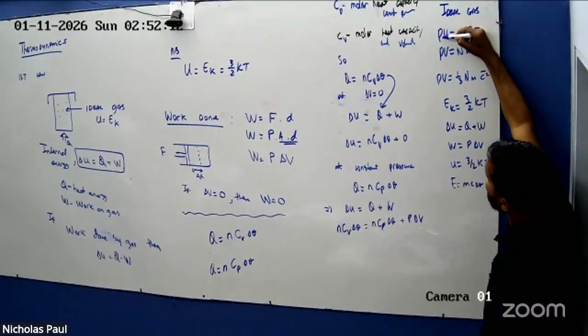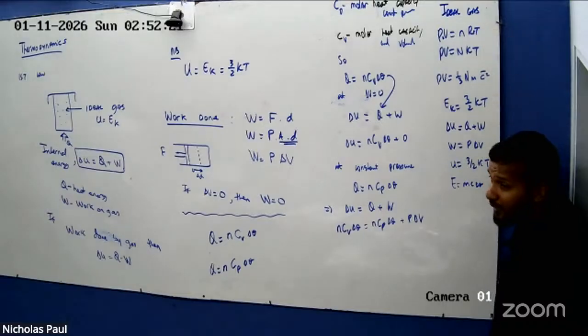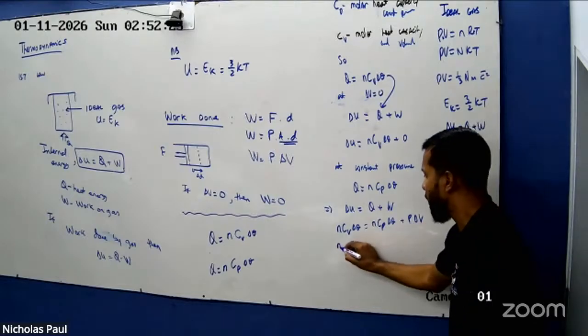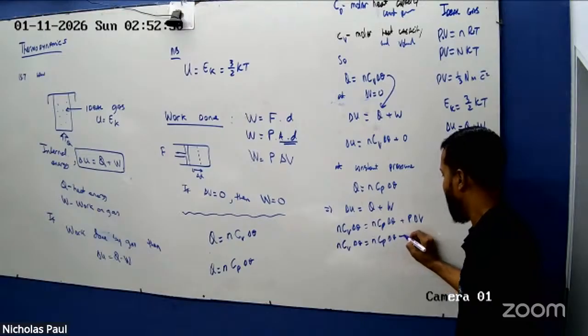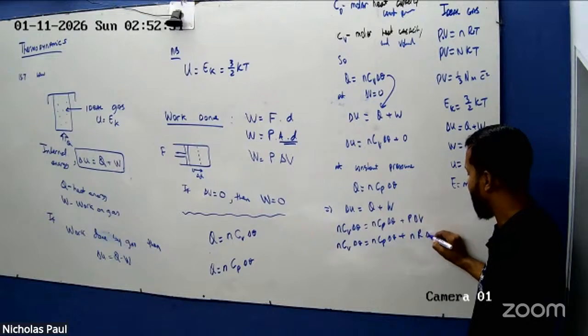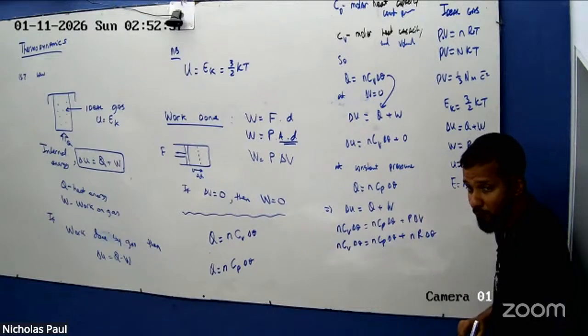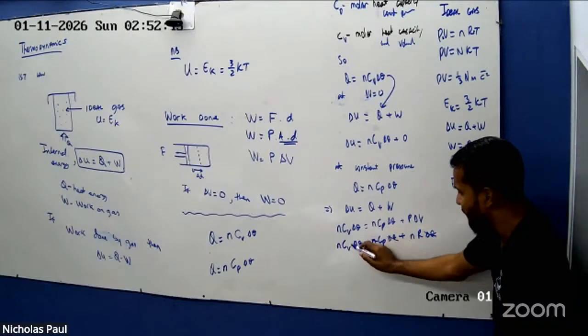What would have happened if I change the volume? What will change here? n is moles, temperature will change, right? So I end up with delta T. So now I'll have something like this. Instead of writing P delta V, I write it nR times the change in temperature. That's okay? But you all recognize that everywhere here we have moles and change in temperature.